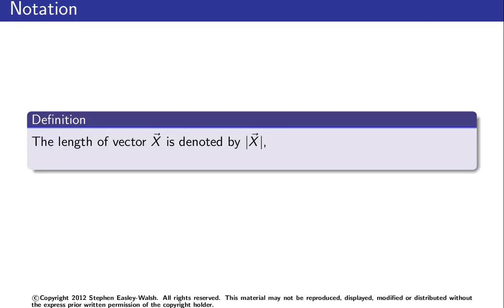And just to finish, I want to introduce some notation. The length of vector x, or the magnitude of vector x, is denoted by these vertical lines around vector x. So if you put these lines around x, it means it's the length of x. And likewise, you can represent the direction of vector x by putting this angle symbol in front of the x.